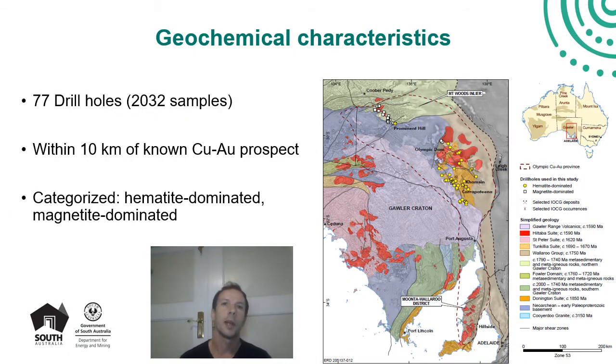To define the geochemical characteristics of this style of deposit, we subset the samples into those either intersecting or within 10 kilometres of a known copper gold occurrence, and then subdivided that into those associated with hematite dominated occurrences versus magnetite dominated occurrences. The samples and drill holes are shown on that map.